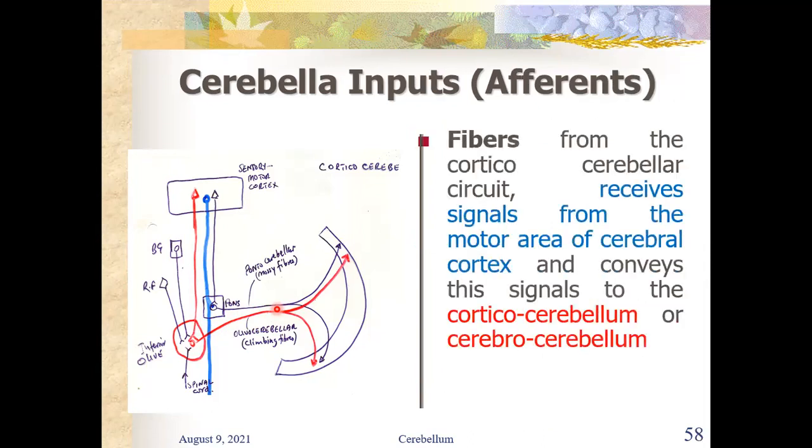So fibers from the corticocerebellar circuit receive signals from the motor area of the cerebral cortex, like I said, and then convey this signal to the corticocerebellum. Remember the parts of the cerebellum. We have the corticocerebellum or the cerebrocerebellum, the cerebral hemispheres. That is the lateral cerebellum. So information coming from the cerebral cortex terminates at the corticocerebellum.